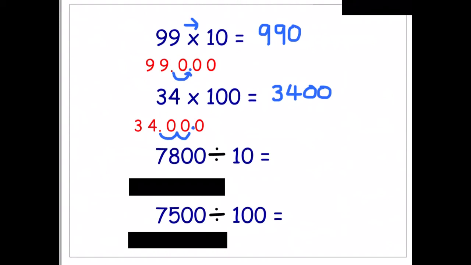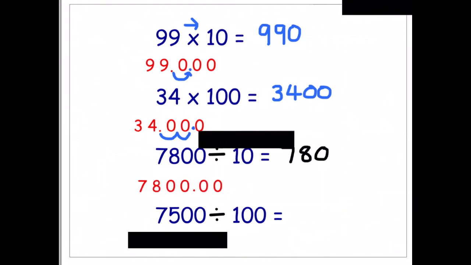Third question down. We have 7,800 divided by 10. Well, all I can do, if I wish, is just remove one of the zeros. And let's look again to see why that is the case. So we have our number of 7,800.000. Your decimal point is moving one place to the left for division, giving you 780.